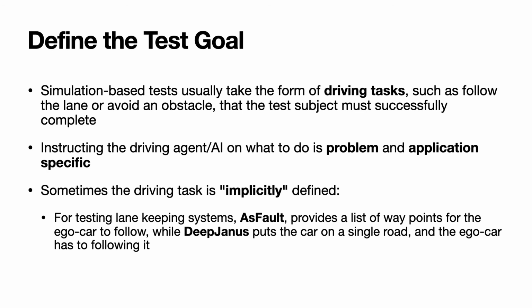To define the test goal, we need to consider that the problem we want to solve, and the test we want to run, whether it be keeping the lane, avoiding obstacles, avoiding pedestrians, or recognizing traffic signs, is problem and application specific. So we need to find our own way to instruct our agent about what to do. And this can be done explicitly if you know how to do it, or sometimes it can be done, let's say, implicitly. Other systems like DeepJanus create tests for which the driving task naturally follows the setup. What I mean is, if you want a car that keeps the lane, you can create one single road, place the car at the beginning of the road, and let it drive until the end of the road. So there is no need for trajectory planning, for telling the car where it has to go. It just follows the road.